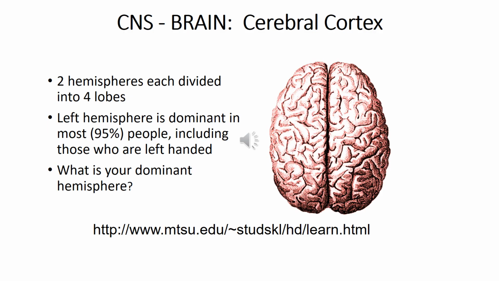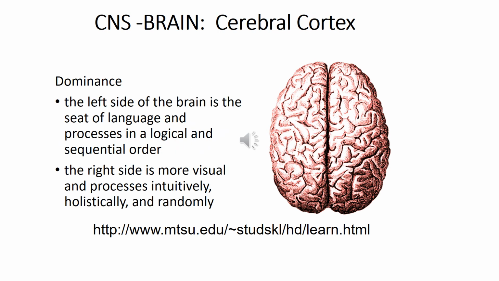The cerebral cortex has two hemispheres, which are each divided into 4 lobes. The left hemisphere is dominant in about 95% of people, including those who are left-handed. The left side of the brain is the seat of language and processes in a logical and sequential order. Now, on the right side, it is more visual and processes by intuition, holistically, and randomly.